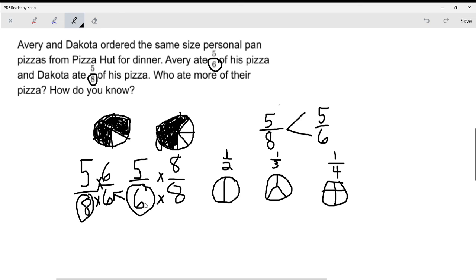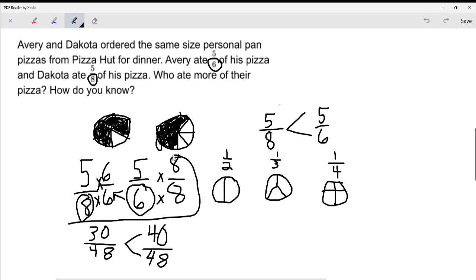and 6 times 8 on the other, we're getting the same denominator. So 5 times 6 is 30, 8 times 6 is 48, or 5 times 8 is 40, and 6 times 8 is 48. So which one's more? Obviously, if they have the same denominator, the one with more in the numerator is going to be bigger. So this is the foolproof way of figuring out which one's bigger and which one's smaller.